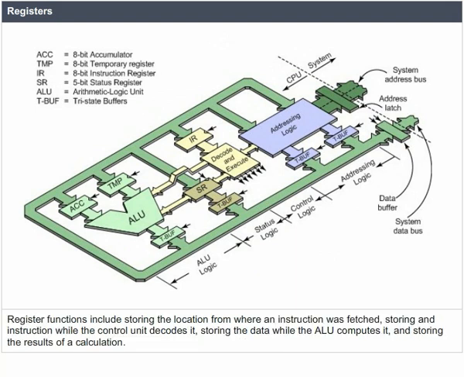Register functions include storing the location from where an instruction was fetched, storing an instruction while the control unit decodes it, storing the data while the ALU computes it, and storing the results of a calculation.